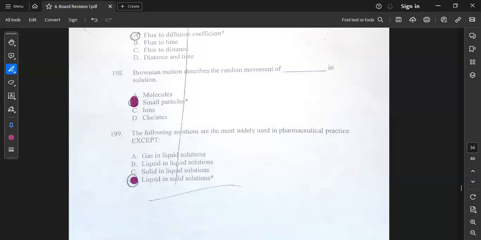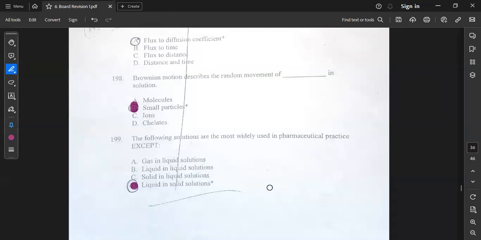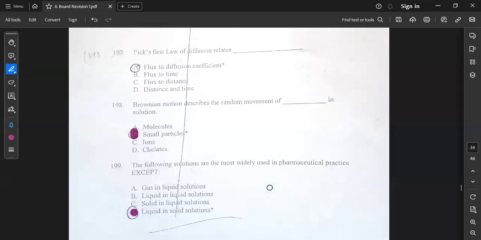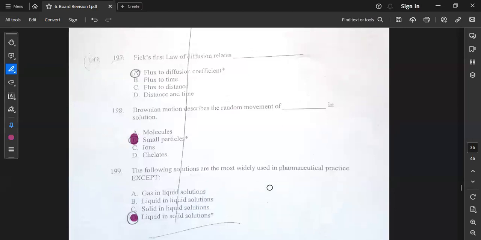Excuse me, 199. Why not solid in liquid? Don't we have so many preparations of solid and liquid? Oh, it is except. Sorry. Suspension, yes. Okay.